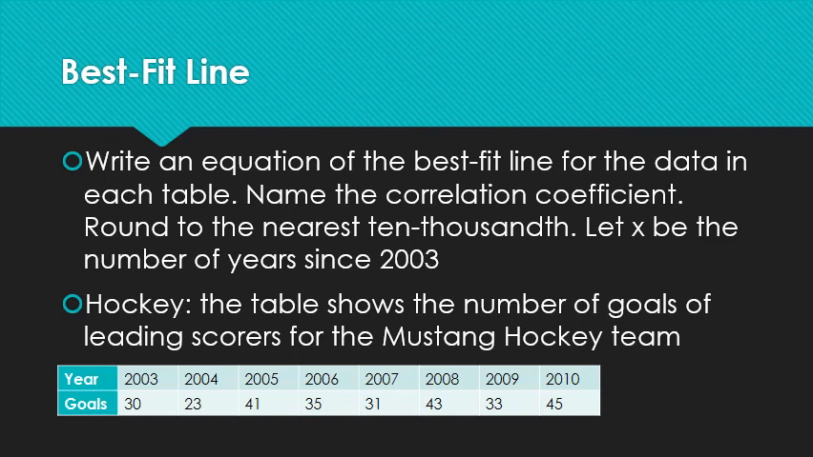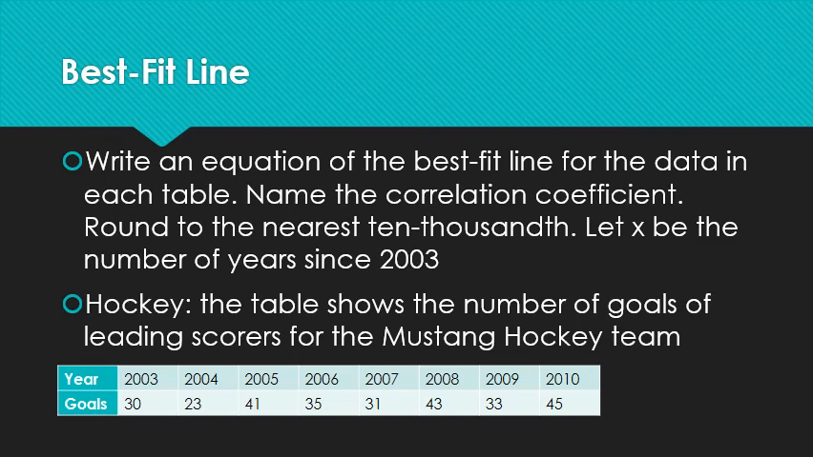So here we've got instructions. Now this is example 1, which starts over here on page 255 but goes over to page 256. And here we're asked to write an equation of the best fit line for the data in each table. We've got 2 of them we're going to look at. Name the correlation coefficient. Now the correlation coefficient is a number that the calculator will compute that tells us if our correlation is positive or negative, and the closer we are to 1 or -1, the better line of fit that we actually have based on the data that we have input.